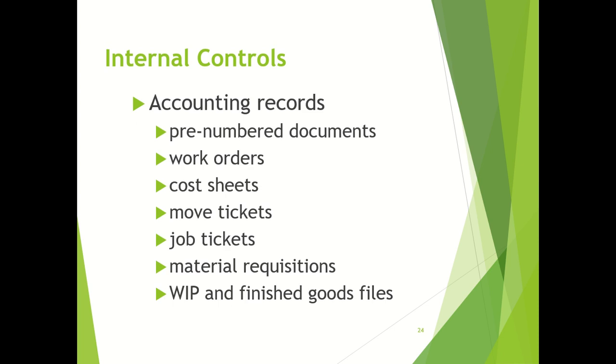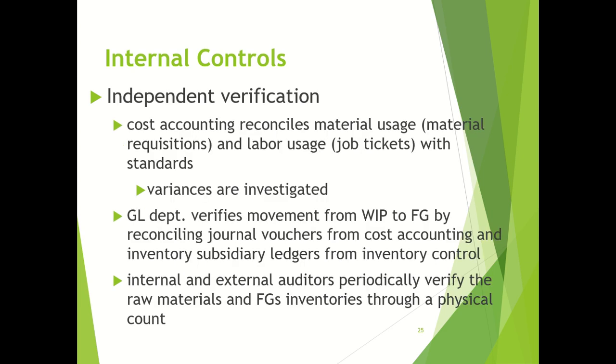Okay? In the accounting records, these are important for audit trails. These are the accounting records that we need to maintain: the pre-numbered documents, such as the work orders, cost sheets, move tickets, job tickets, materials requisitions, and the work in progress files. And then we also have independent verification, wherein we verify the cost accounting records, which reconciles the material usage, the materials requisition, and the labor job tickets with the standard. So there is standard checking of the variances, right?